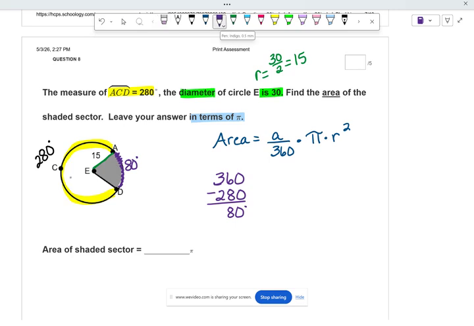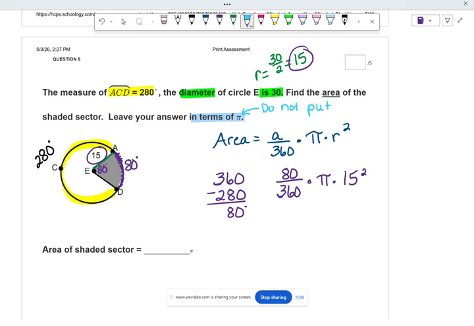All right, a central angle is equal to its arc, so we have A is 80. We're going to divide that by 360 times pi times the radius, which is 15. That was up here. It's also in the diagram. Don't forget to put the square on there because the formula says so. All right, now what are we going to do with this in terms of pi? In terms of pi means do not put pi in your calculator. You're going to put it on your paper in the answer.